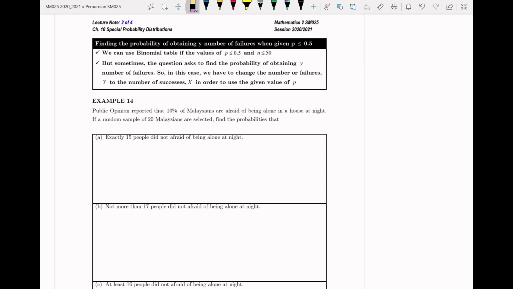Example 14. Public opinion reported that 10% of Malaysians are afraid of being alone in a house at night. If a random sample of 20 Malaysians are selected, find the probability that A, exactly 15 people are not afraid of being alone at night.